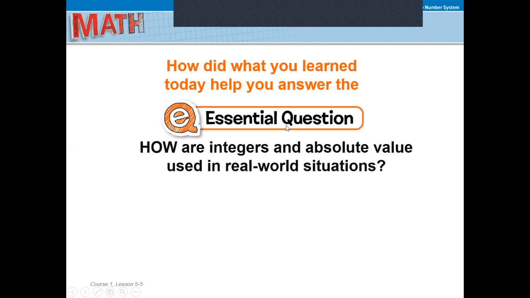How did what you learned today help you answer the essential question? How are integers and absolute value used in real-world situations? That's all for now.